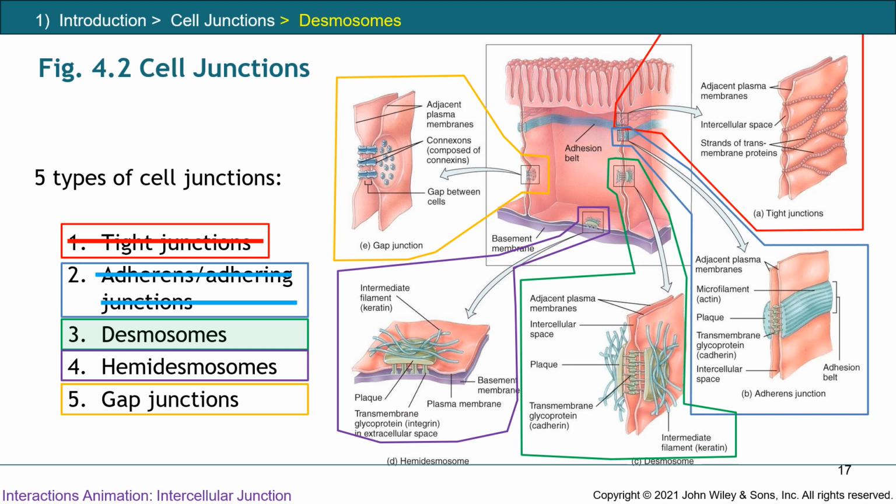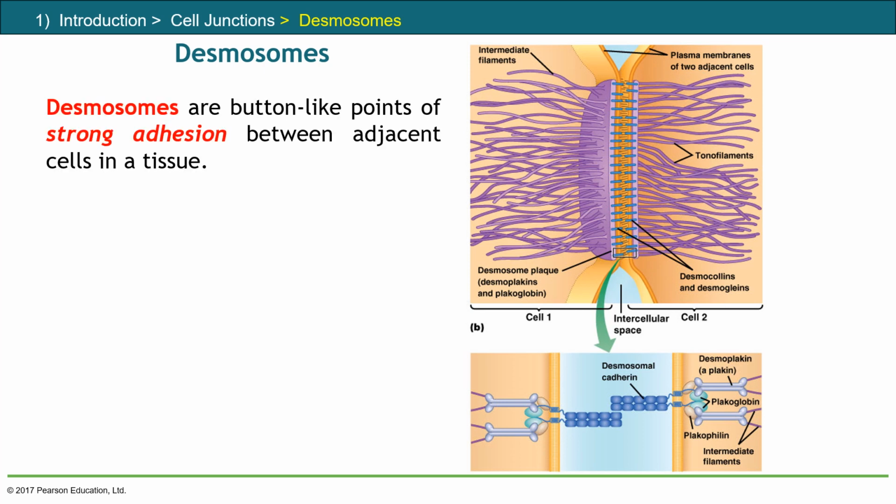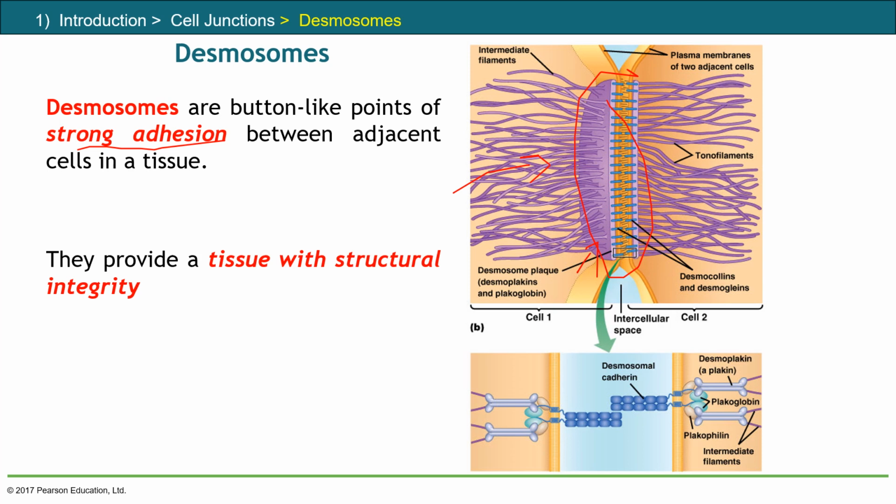So we already talked about the tight junctions, the adhesion junctions. Now we're going to talk about the desmosomes that are located below. Key information that you need to know about the desmosomes: first, the desmosome provides a strong adhesion. If you see the picture, they form a button-like structure. They form these plaques that are very important, and they provide the tissue with structural integrity.